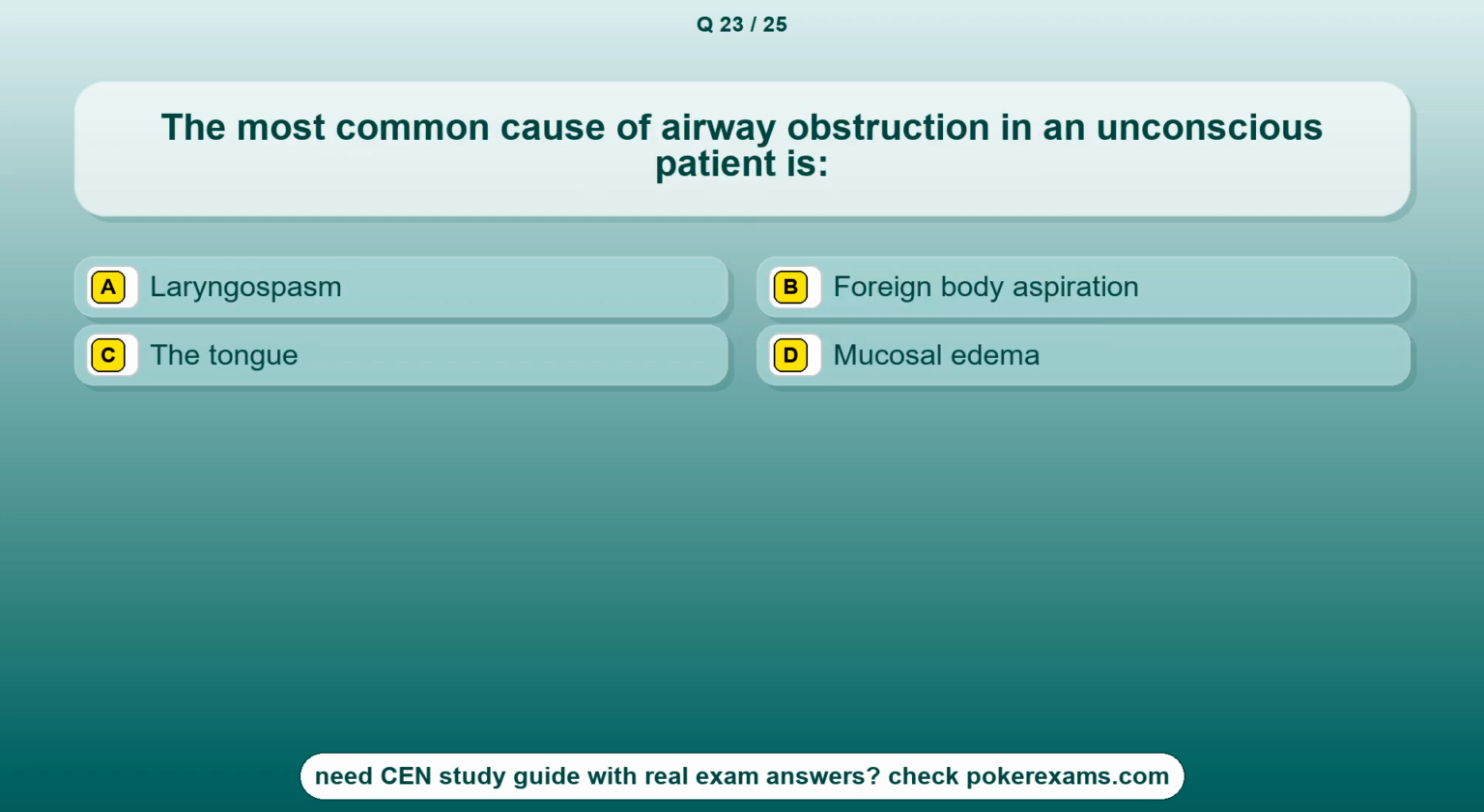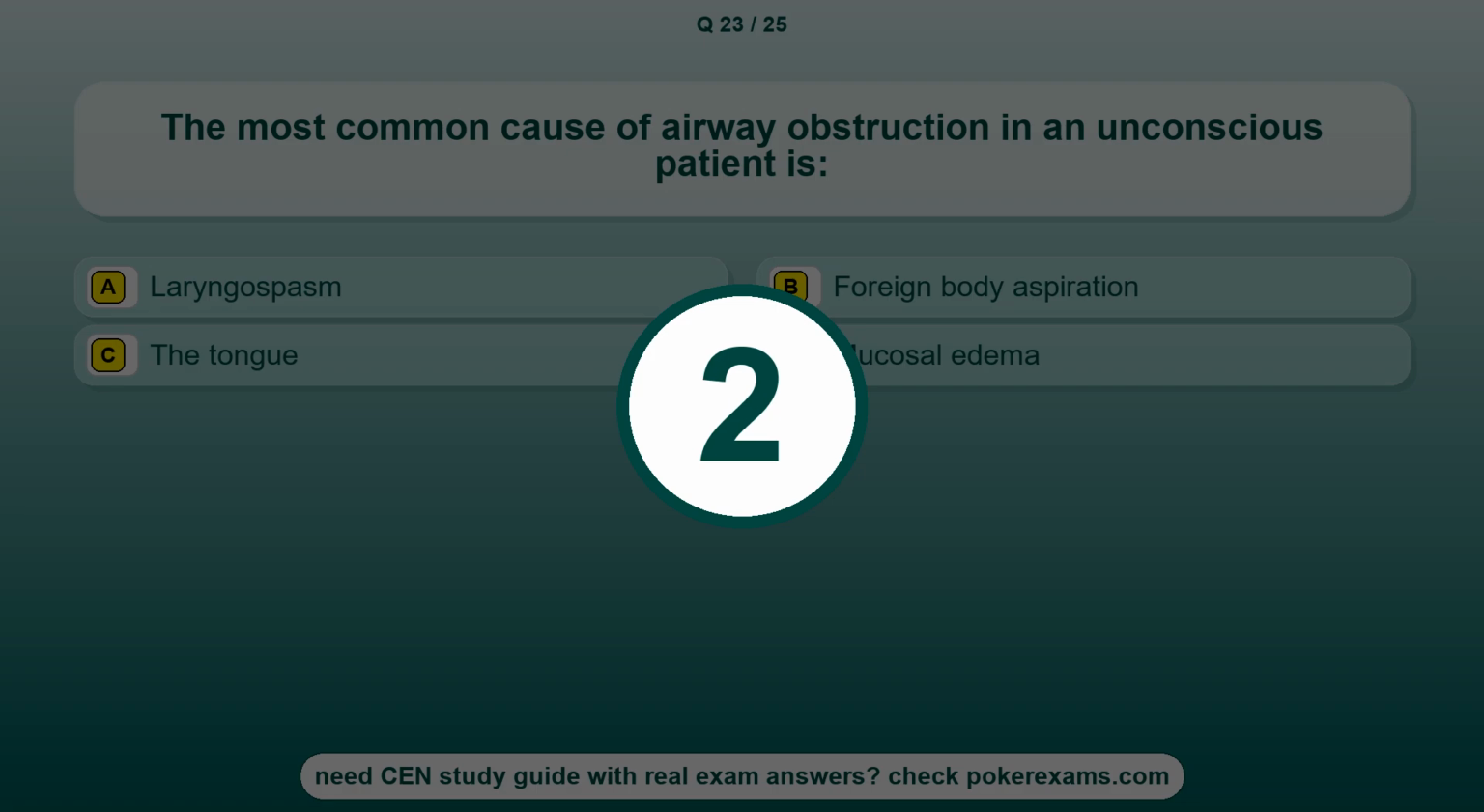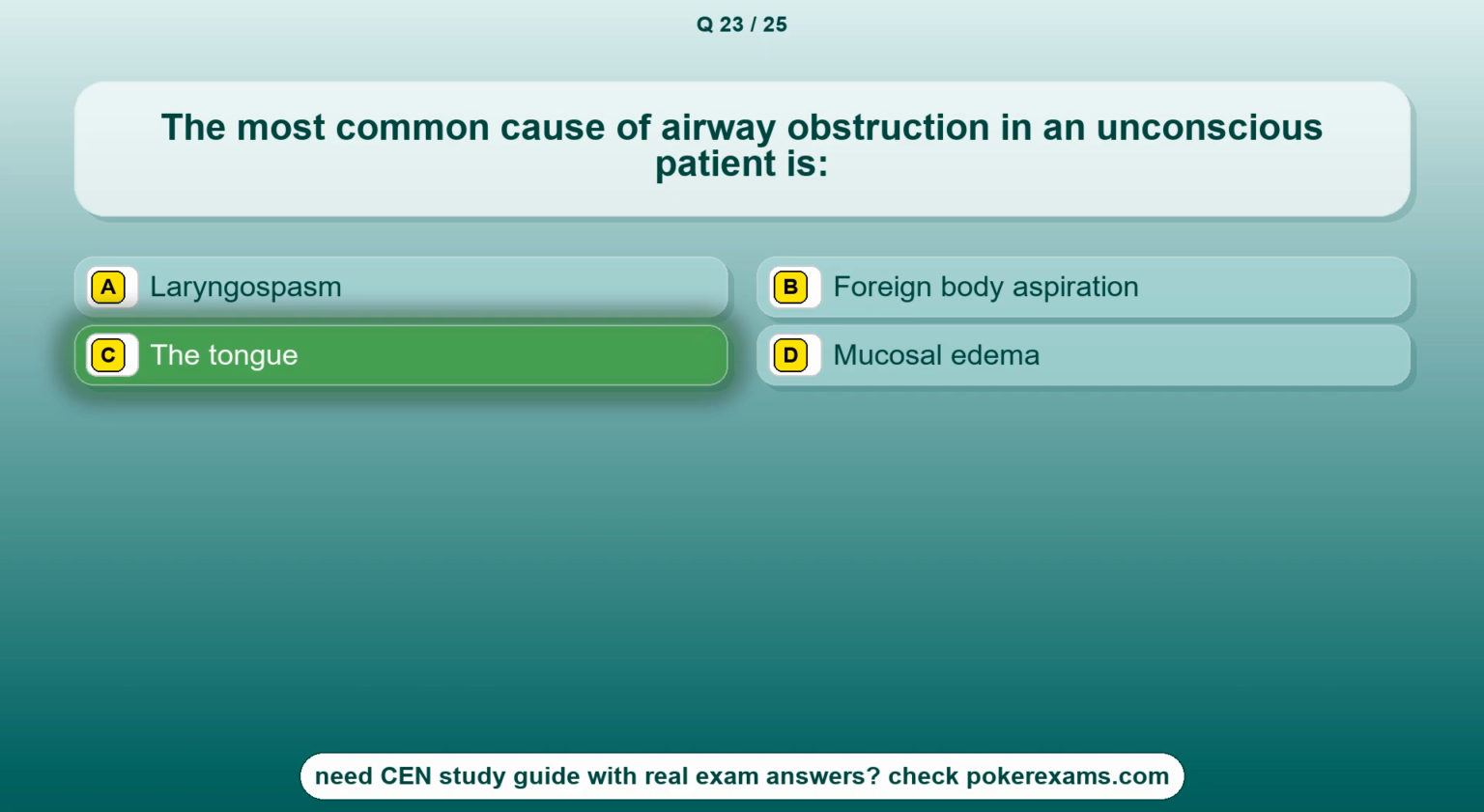Question 23. The most common cause of airway obstruction in an unconscious patient is option A, laryngospasm, option B, foreign body aspiration, option C, the tongue, option D, mucosal edema. The correct answer is option C, the tongue.